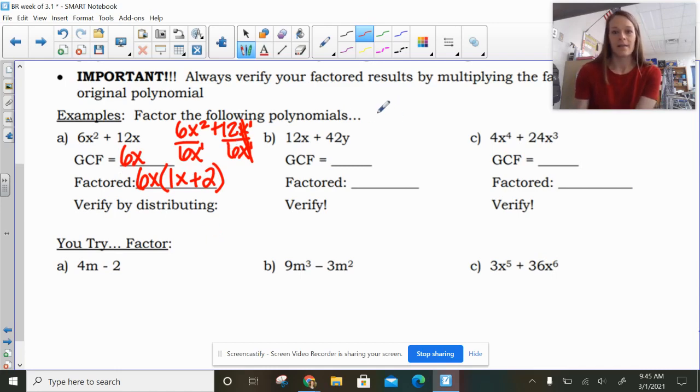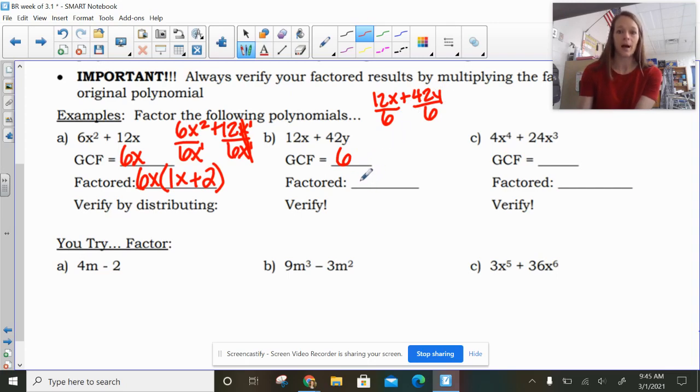Then this next one, I have 12x plus 42y. I want to figure out what I can divide 12 and 42 by. Some people think, let's think about 12. Can you divide both of them by 12? No, you can't. But you can divide both of them by 6. Then look at your letters. Do both of these have an x? No. Do they both have a y? No. So the greatest common factor is just a 6 this time.